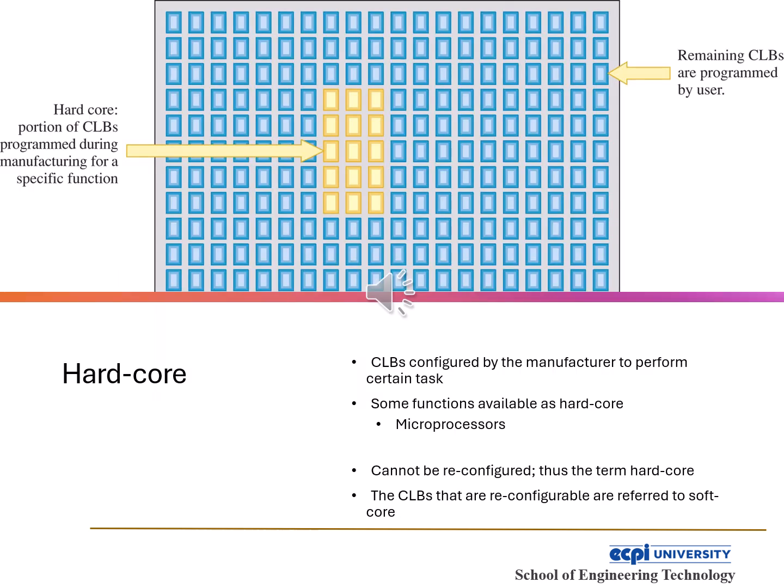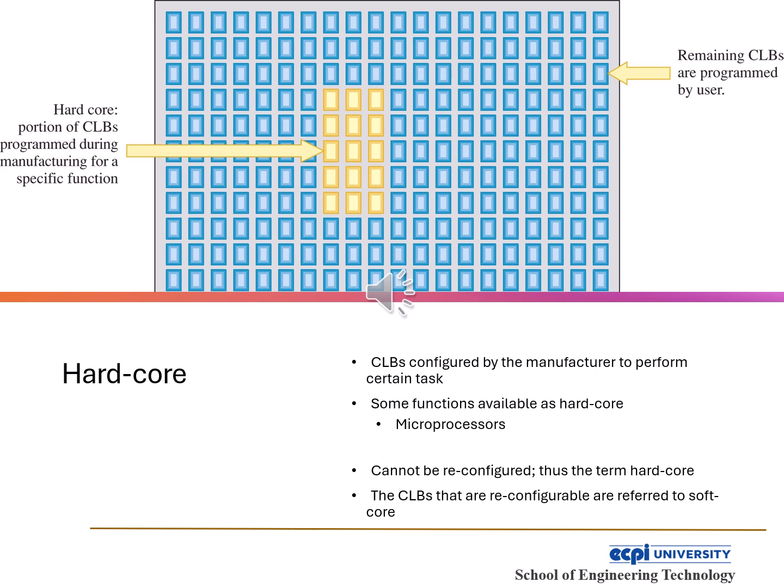Let's take a closer look at something called hardcore logic inside FPGAs. Picture this. An FPGA is like a giant neighborhood full of tiny programmable buildings. Each one is called a CLB, a configurable logic block. Most of them are blank, waiting for you to tell them what to do. But in the middle, there's a section that's already set in stone. This is the hardcore region.